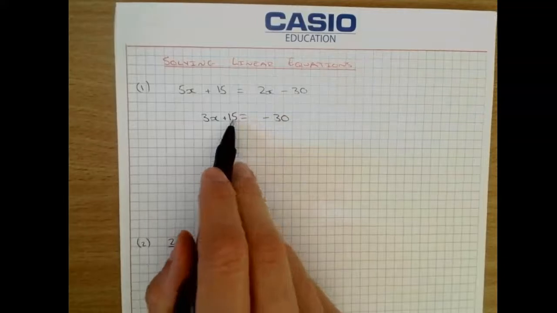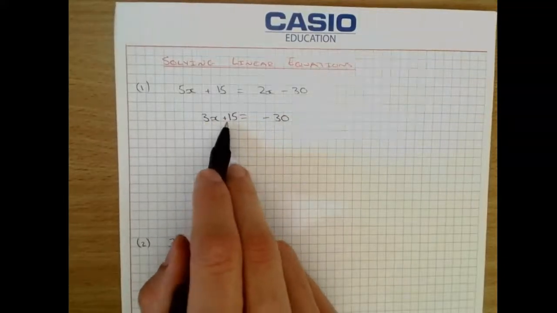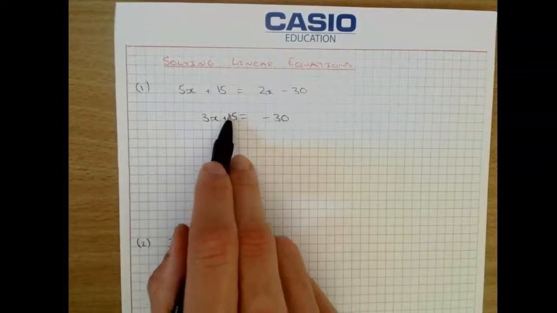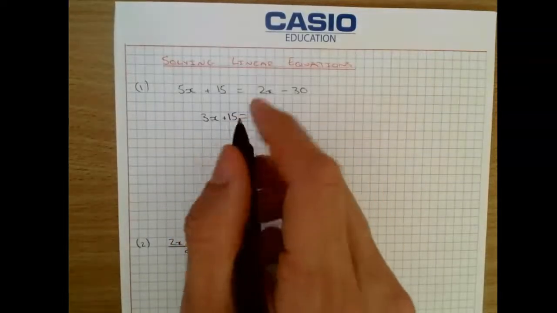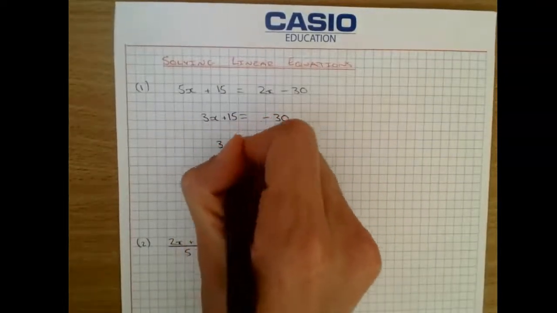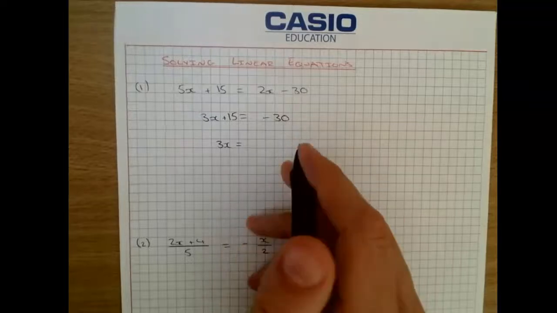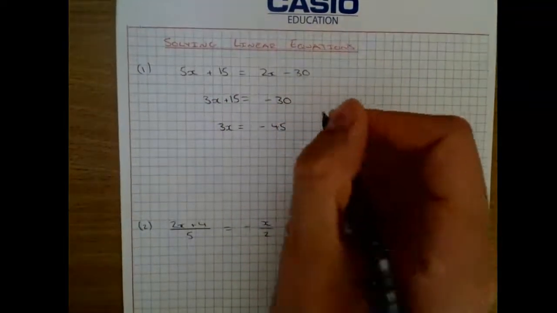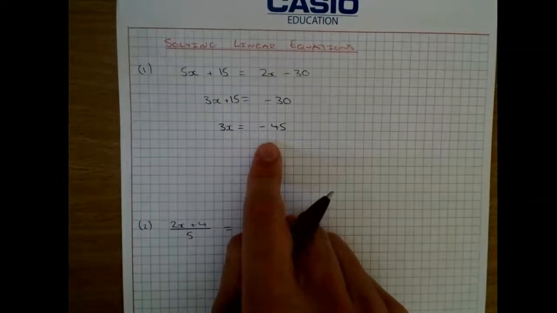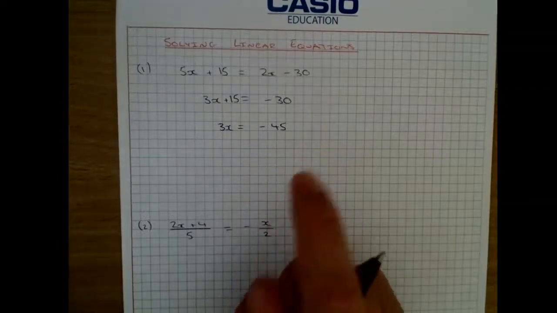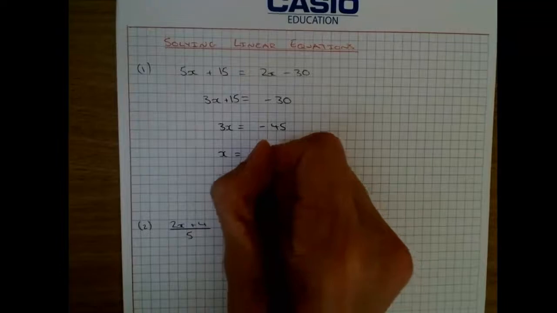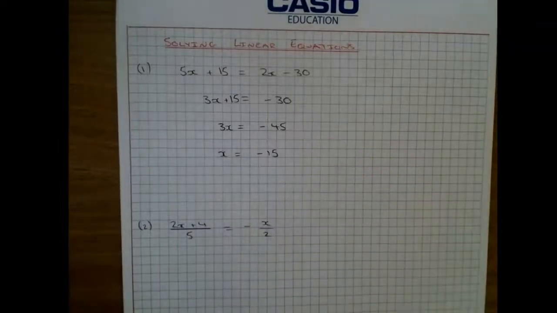Now, I want to try and get the x's all by itself, so if I subtract 15 from both sides of the equation, that will get rid of this. So 3x will be equal to, and then I have minus 30 subtract 15, which is minus 45. And then finally, if I divide each side by 3, x will be equal to negative 15.